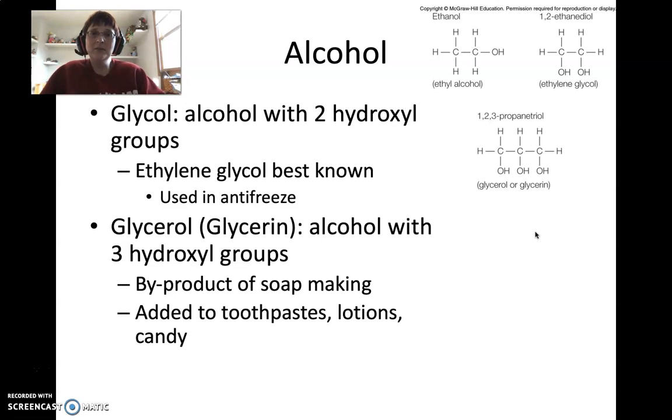Obviously, everything is toxic when you get into a high enough dosage, but glycerin is actually added to our toothpaste and lotions and soaps and even candy. So it's obviously not toxic to the level that ethylene glycol or ethanol is. This is one of those weird properties of reactivity in chemistry. One hydroxyl group, okay to a point. Two hydroxyl groups, deadly. Three hydroxyl groups, we're okay again.